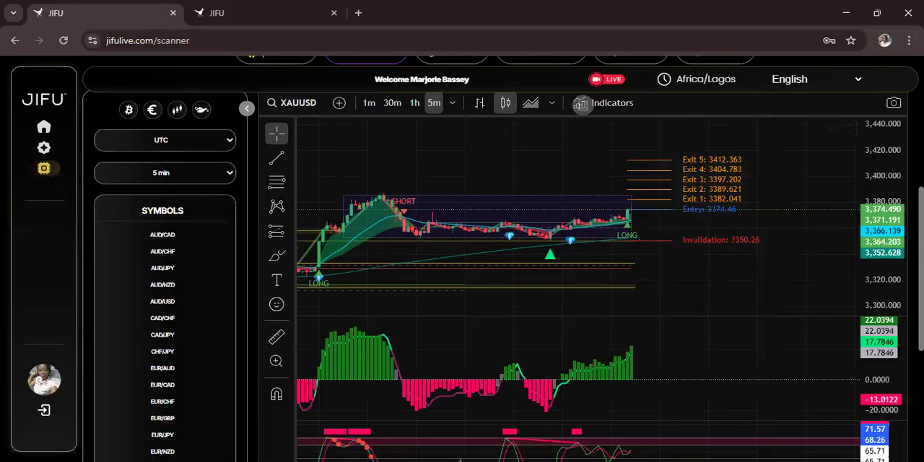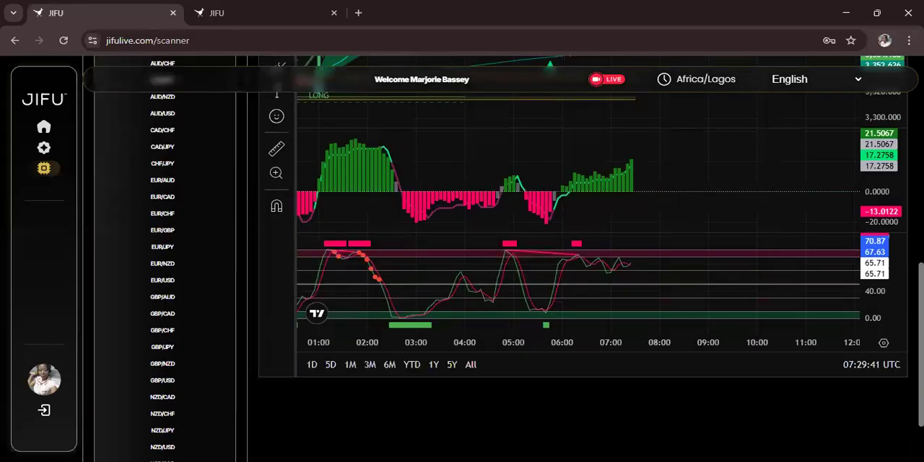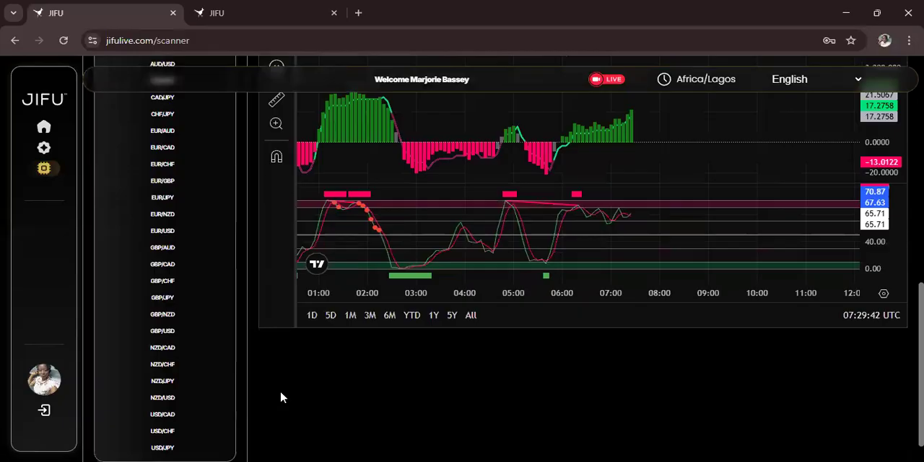So let's look at other currency pairs. Please, which currency pairs do you prefer? Because I've told you already that I take USD JPY, GBP JPY, and GBP USD. So which one do you prefer? You can type the currency pair in the chat box.